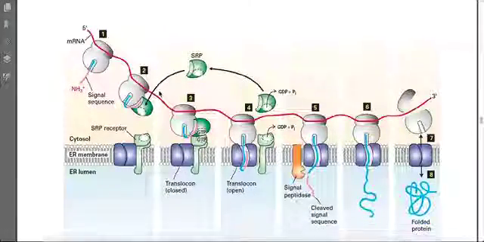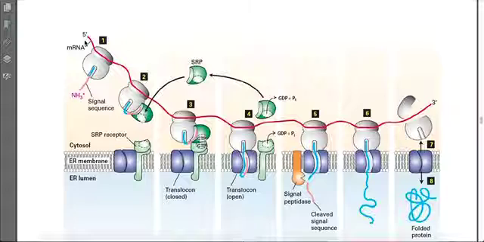So here you can see in this figure the mRNA. On the mRNA, ribosomes are translating the mRNA from N terminus to C terminus, and near the N terminus there are the signal sequences, and these ribosomes have an SRP binding site. This is SRP, signal recognition particle.